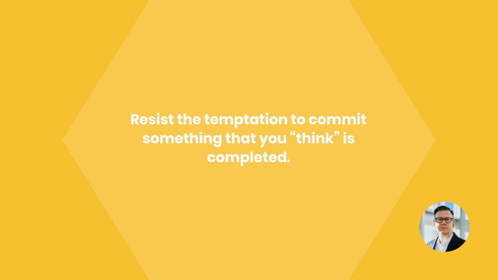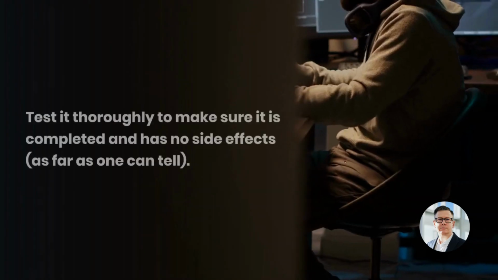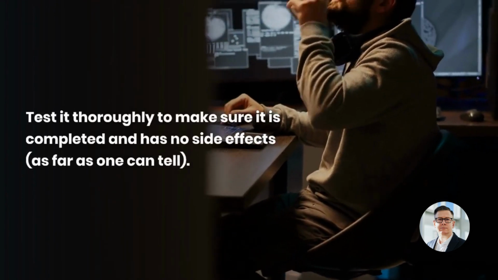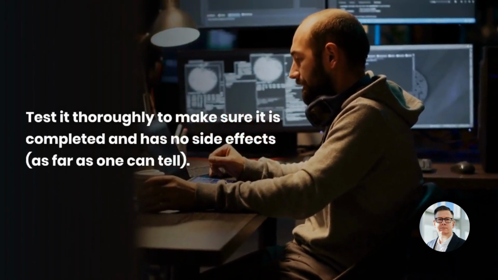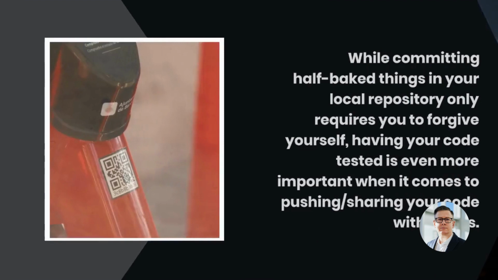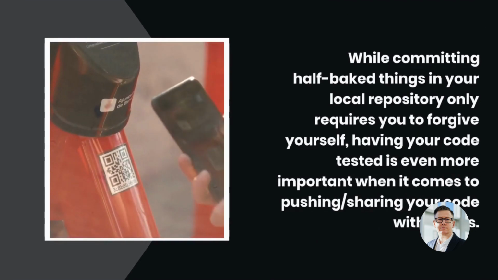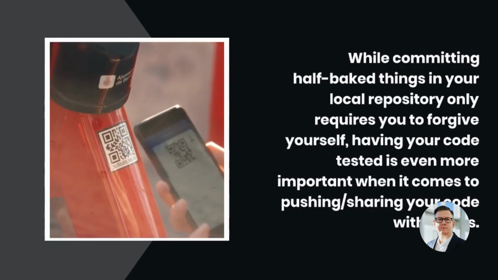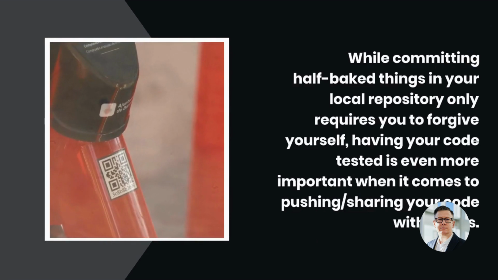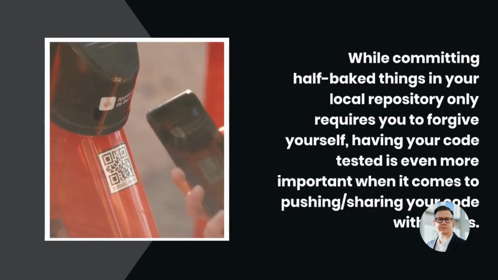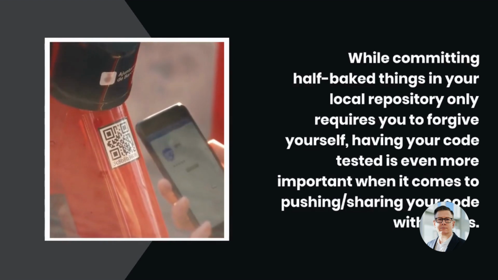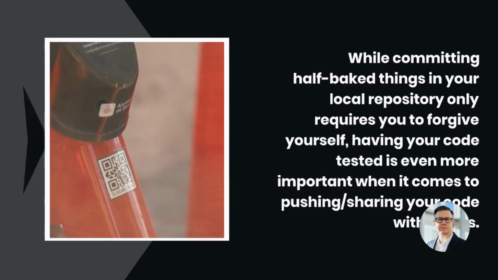Test before you commit. Resist the temptation to commit something that you think is completed. Test it thoroughly to make sure it is completed and has no side effects, as far as one can tell. While committing half-baked things in your local repository only requires you to forgive yourself, having your code tested is even more important when it comes to pushing or sharing your code with others.